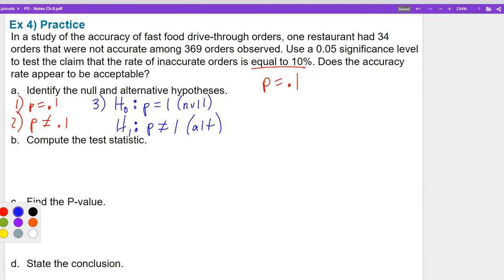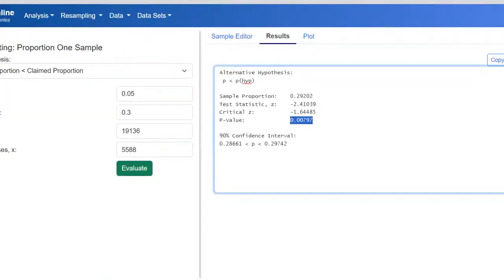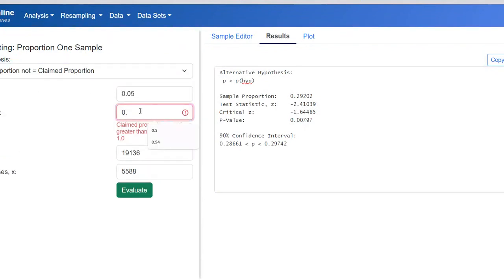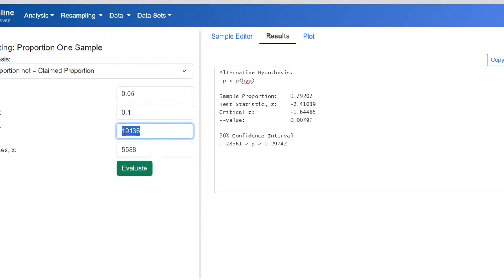Compute the test statistic. Well, let's do that using technology again. So you can use your TI or you can use StatDisk. This time it's equal. This was 0.1. Sample size in this case was 369, and they gave me the number of successes was 34.